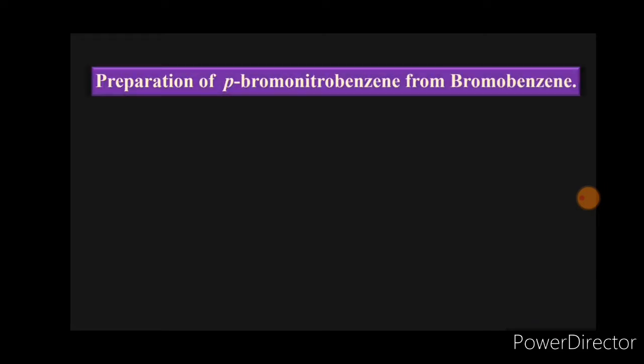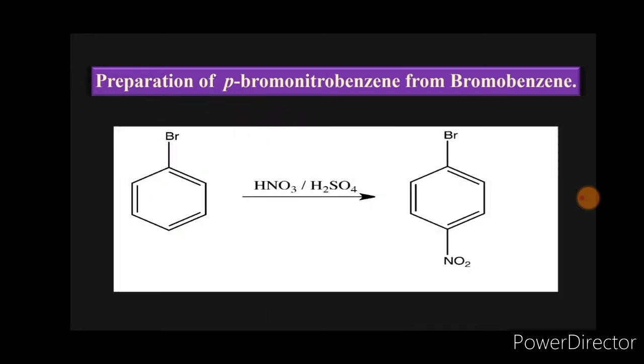In this video, we learn how to prepare para-bromonitrobenzene from bromobenzene. Bromobenzene reacts with concentrated HNO3 and concentrated H2SO4. It gives para-bromonitrobenzene.